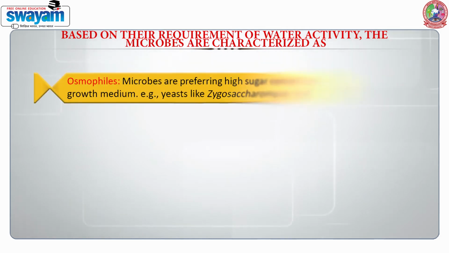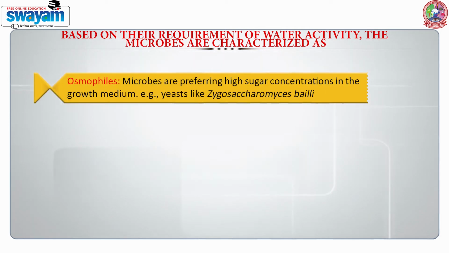And therefore, based on the water requirement of the microorganisms, they are characterized as osmophiles. Osmophiles means microorganisms which prefer high concentrations of sugar in their growth medium. Examples of yeast are Zygosaccharomyces.